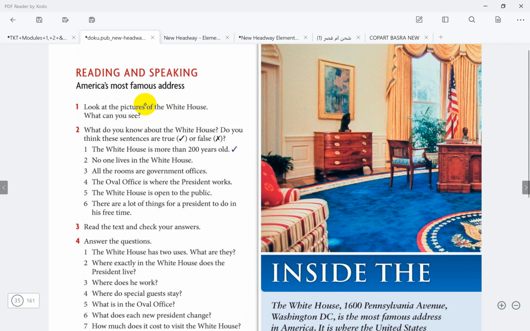Now reading and speaking, America's most famous address. Look at the picture of the White House. All of us know the White House is in America. What can you see? You'll see some armchairs, table, sofa, etc. Flag, anything you can see. What do you know about the White House? Do you think these sentences are true or false? The White House is more than 200 years old. This is general information. We will have it through Google Meet.